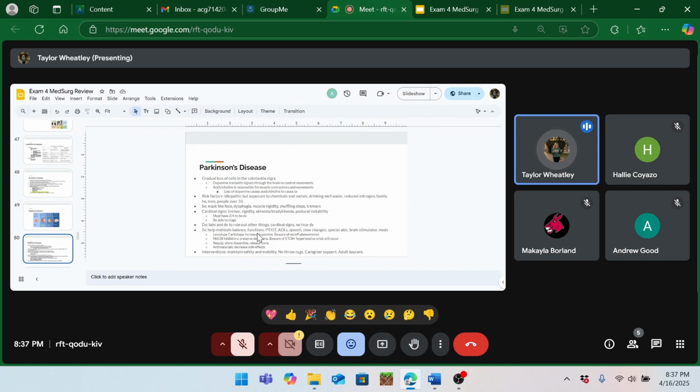To diagnose it, you're going to run labs and diagnostics to rule out other things, look at the cardinal signs that they have. There's not really a cut and dry, they have Parkinson's, they don't. You've got to look at a bunch of different things.